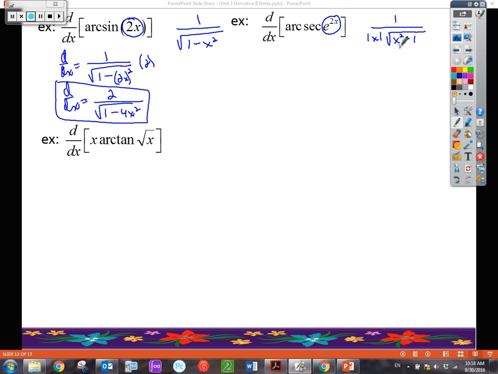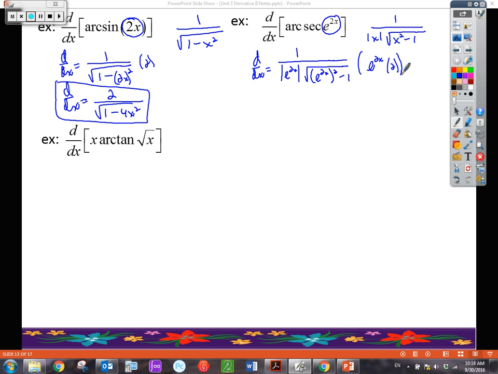So let's do that. So d dx is going to equal 1 over absolute value e to the 2x square root of e to the 2x quantity squared minus 1. Okay, so I substituted my argument in. Now I have to multiply by the derivative of it. The derivative of e to the 2x is e to the 2x times the derivative of 2x, which is 2.